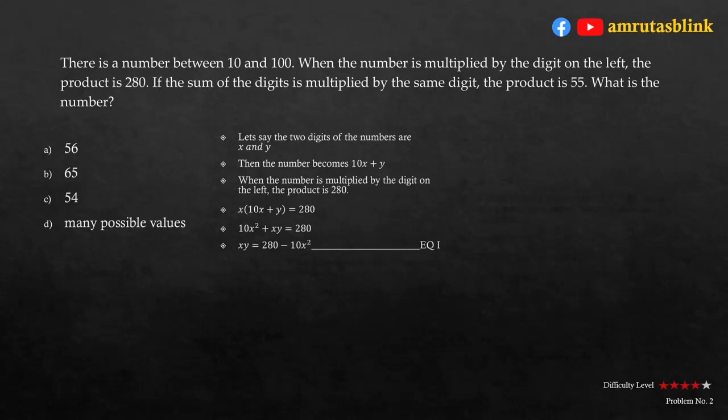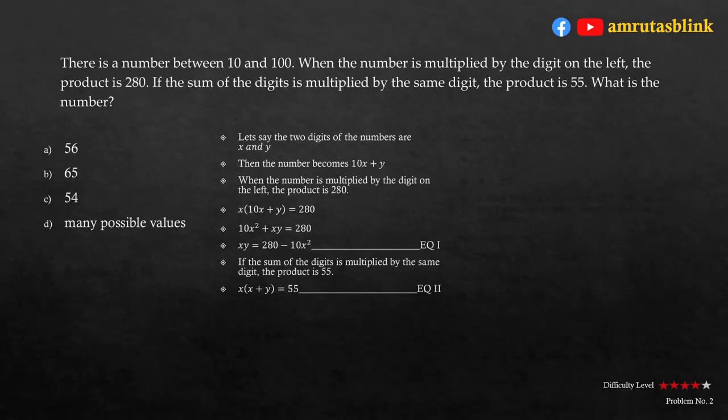Now we will move to the next statement: if the sum of the digits is multiplied by the same digit, then the product is 55. The same digit means the digit which was at left, which we had used to form the previous equation. So x into, now what is the sum of the digits? The sum of the digits is x plus y. So x into x plus y is equal to 55, that is x square plus xy is equal to 55.